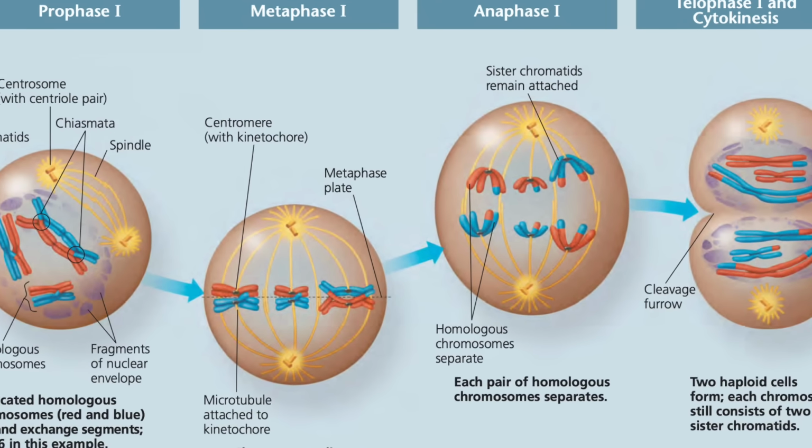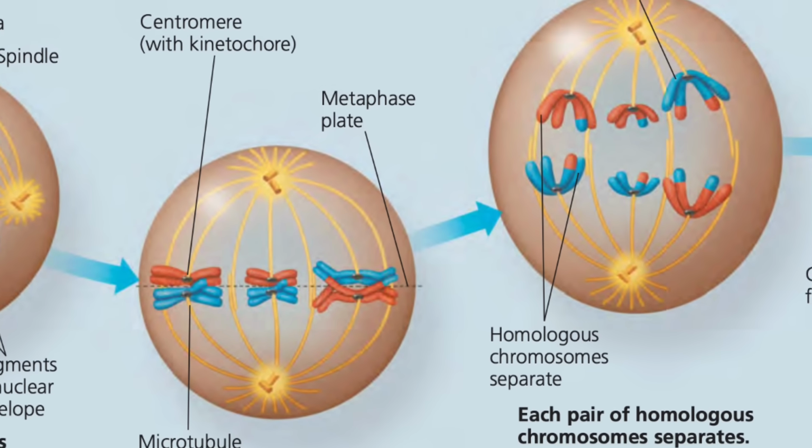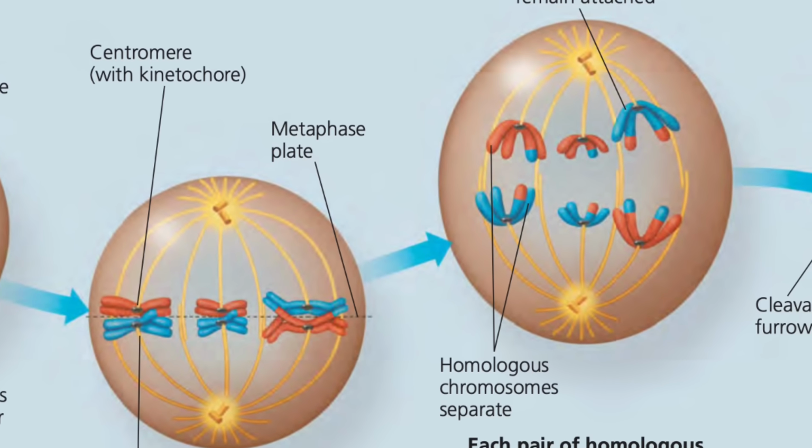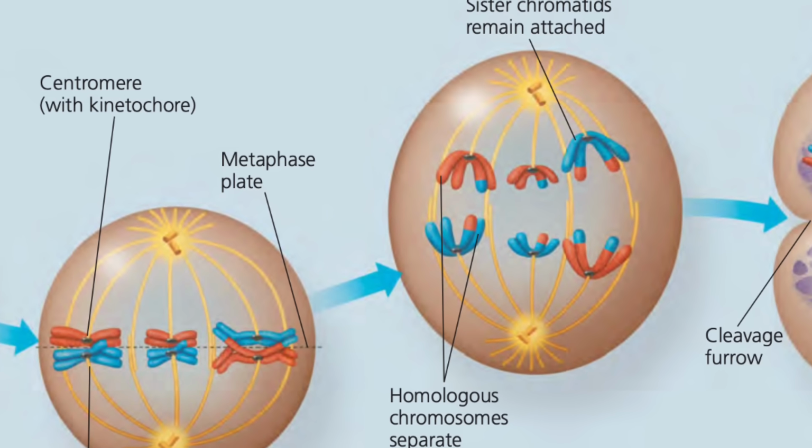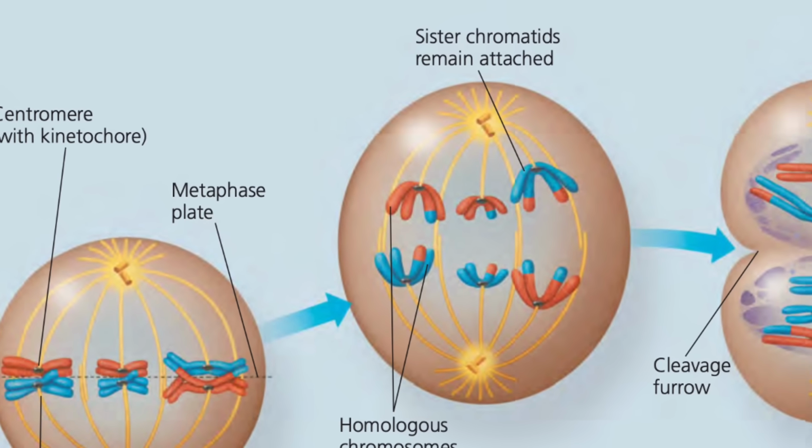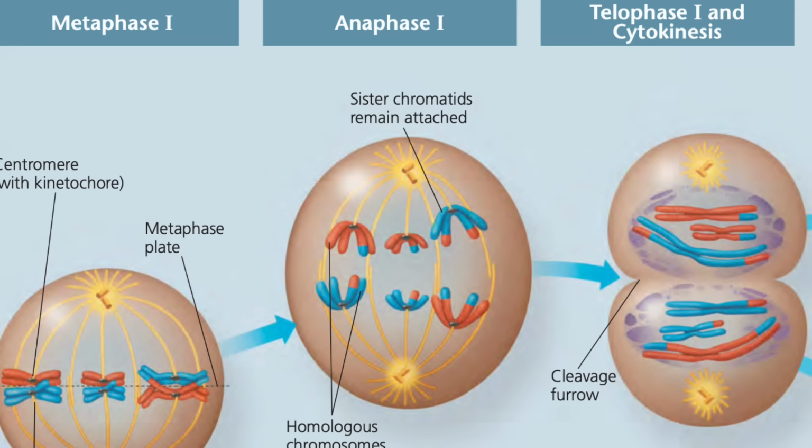But during metaphase 1, these homologous chromosomes line up as pairs along the equator, allowing for random assortment of paternal and maternal chromosomes along that central line. Anaphase 1 sees the separation of these chromosomes, while telophase 1 and cytokinesis occur with predictable outcomes.